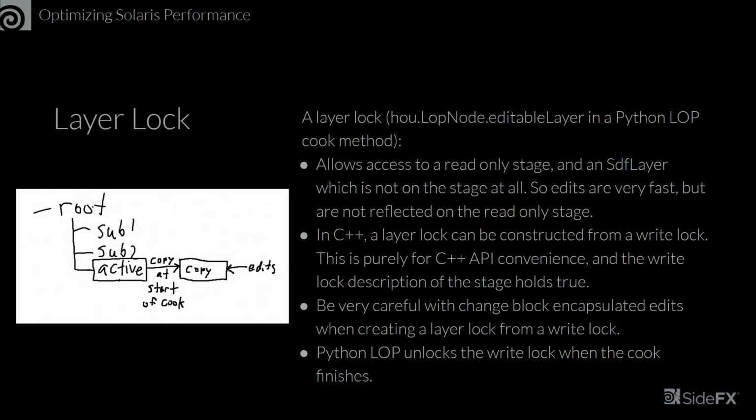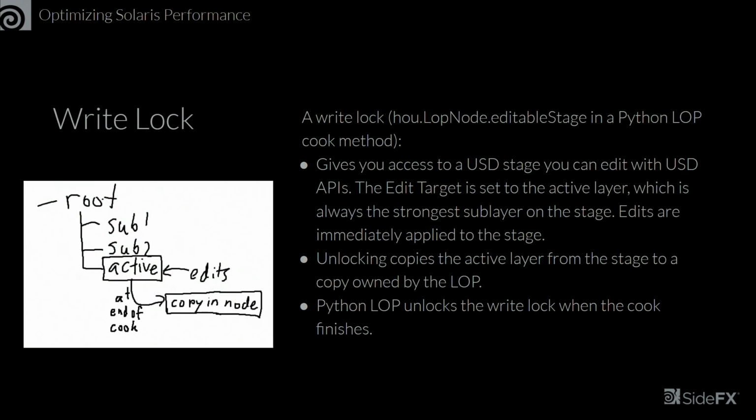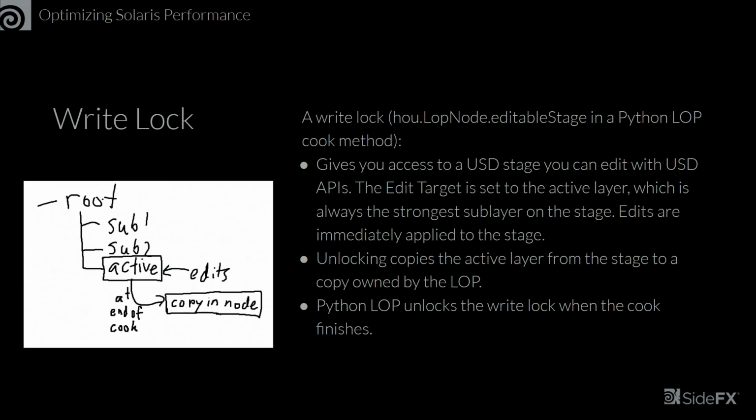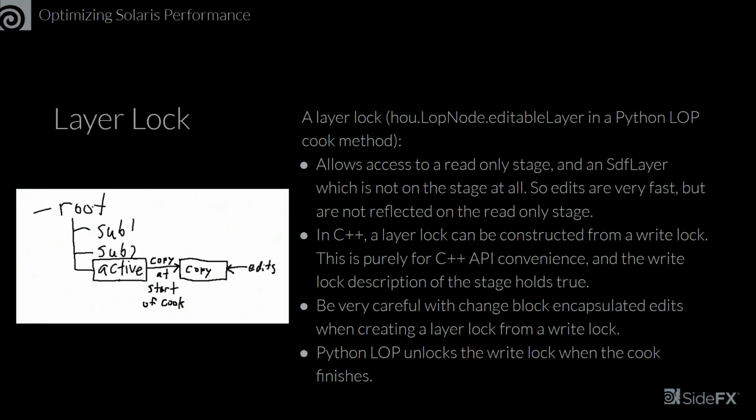And in C++, you can build a layer lock from a write lock, but you're still in this structure, and the layer lock will return your active layer on the stage. But you should pretend you're in this setup, but you also need to be careful that you don't make edits that are illegal in this sense. So you have to be careful with your SDF change blocks. Again, that only matters if you're doing C++ stuff. If you're in Python, don't worry about it. You're safe, you're off to the side. And in C++, again, you're safe and off to the side as long as you start with a layer lock.